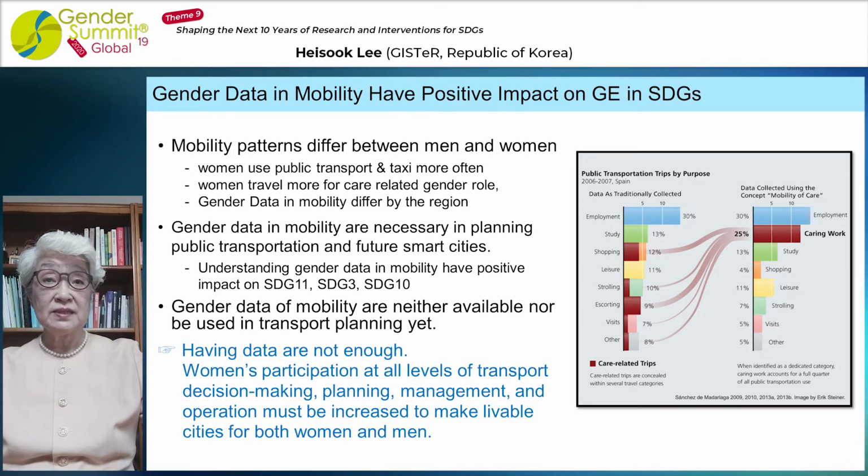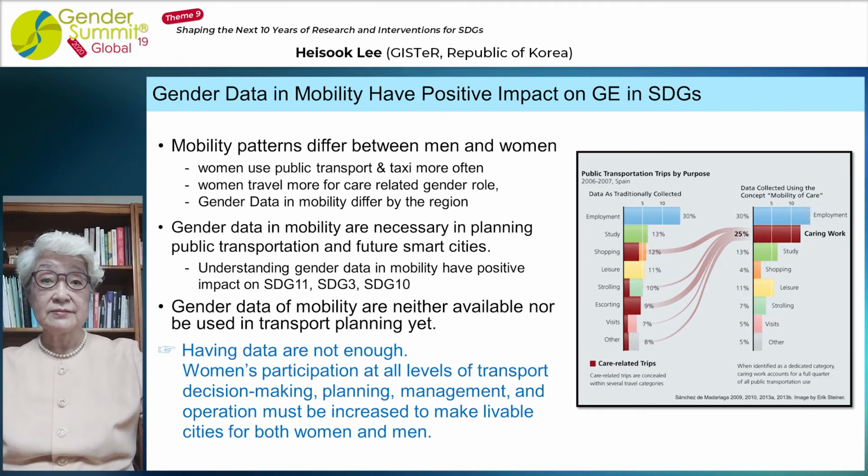Quality gender data in mobility are necessary in planning not only public transportation but also future smart cities. Even though understanding mobility gender data may have a positive impact on SDGs 11, 3, 10, the data are seldom available and not used in transport planning. However, having data is not enough. Women's participation at all levels of transport decision-making, planning, management, and operation should be increased to make livable cities for both women and men.